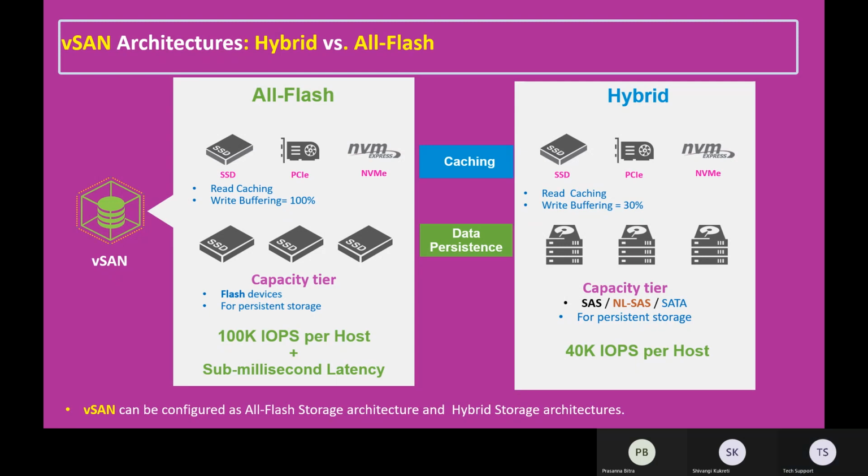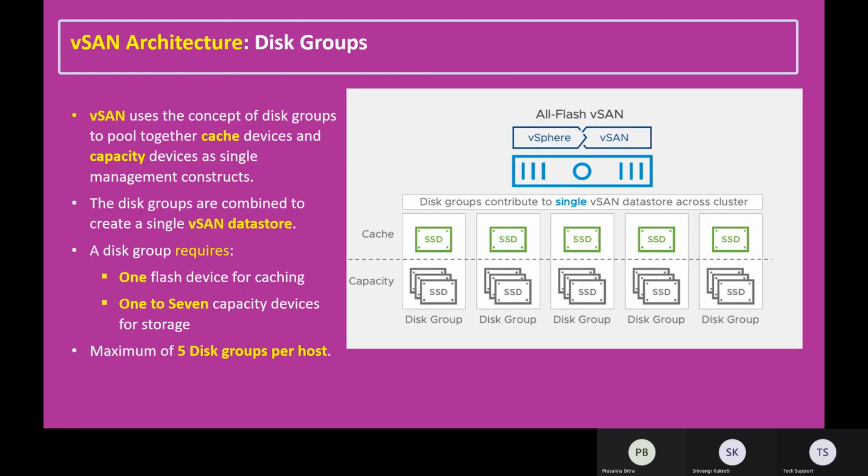Okay. Now, within this hard disk, there is another concept called disk groups. How we can group these disks, we can discuss now. So, vSAN architecture: disk groups. vSAN uses the concept of disk groups to pool together cache devices and capacity devices as a single management construct. And also the disk groups are combined to create a single vSAN datastore.